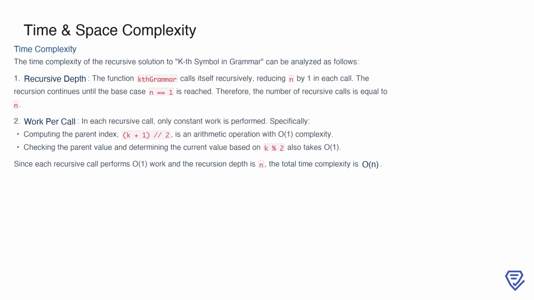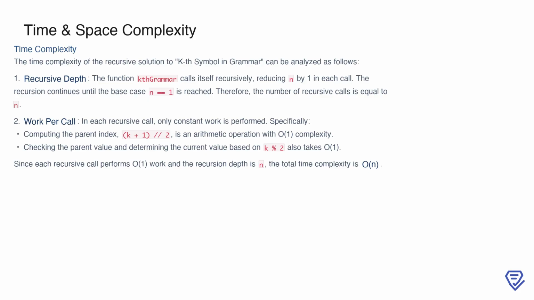The time complexity of the recursive solution for the kth symbol and grammar problem can be broken down into two main parts. First, let's consider the recursive depth. The function kthgrammar calls itself recursively, reducing the value of n by 1 with each call. This process continues until it reaches the base case where n equals 1. As a result, the total number of recursive calls made is directly proportional to n.